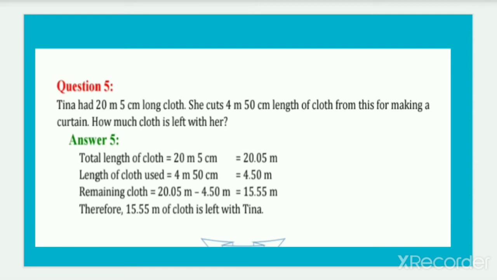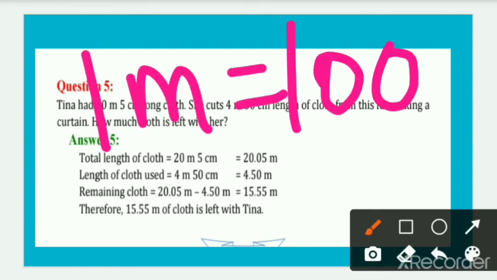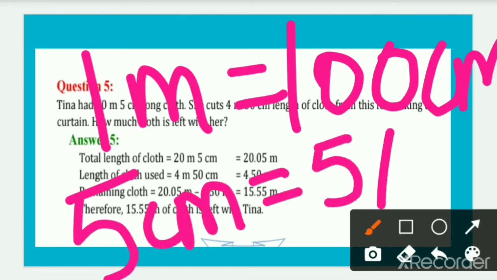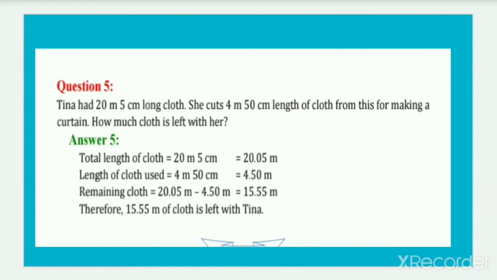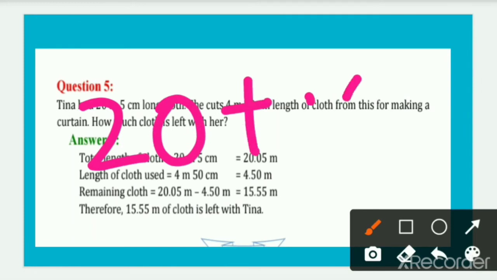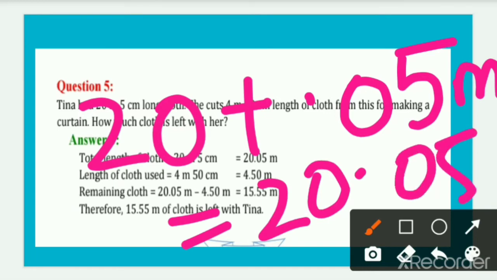So what we have to do is change centimeter into meter. How? Because 1 meter has 100 centimeter. So when we change 5 centimeter into meter, we divide 5 by 100, and our answer will be 0.05. So 20 plus 0.05 meter will be equal to 20.05 meter. Okay, this will be our answer in meter.